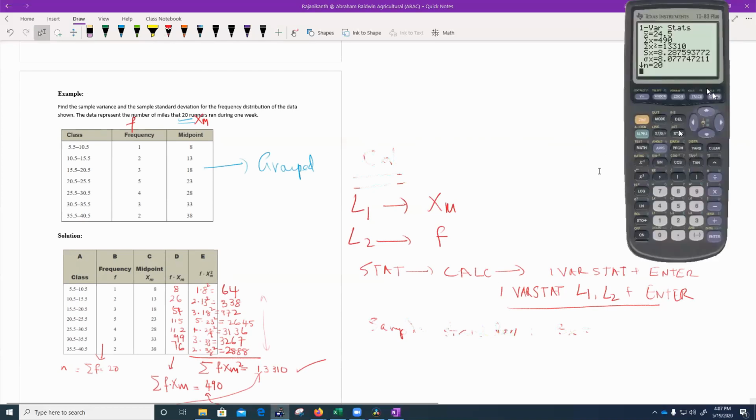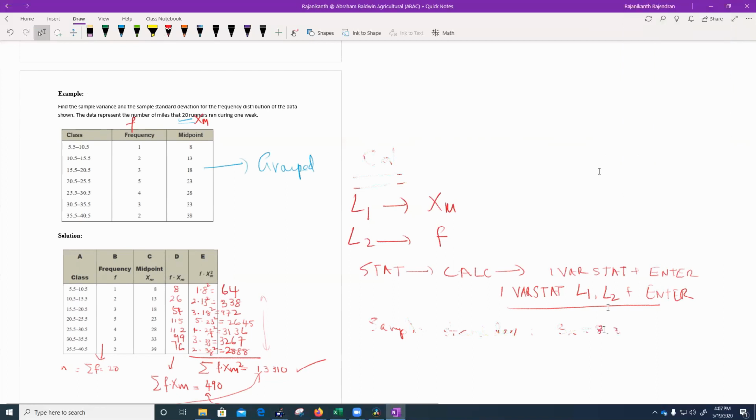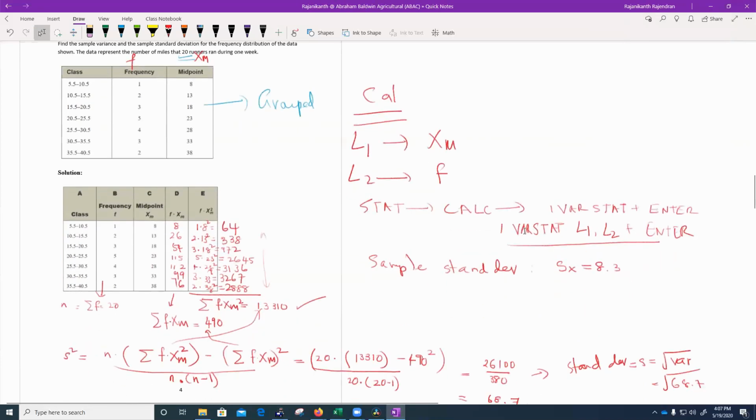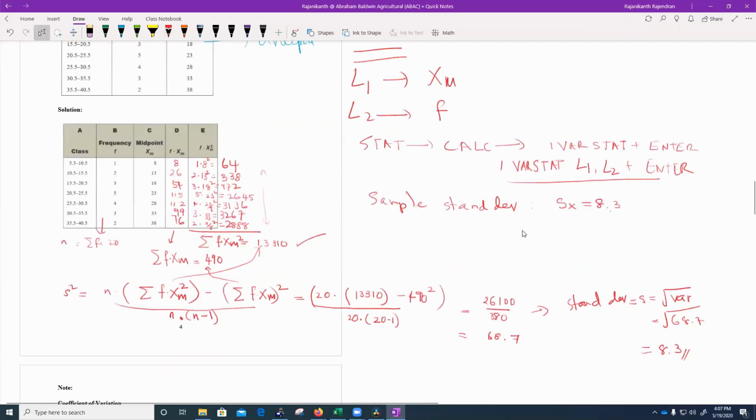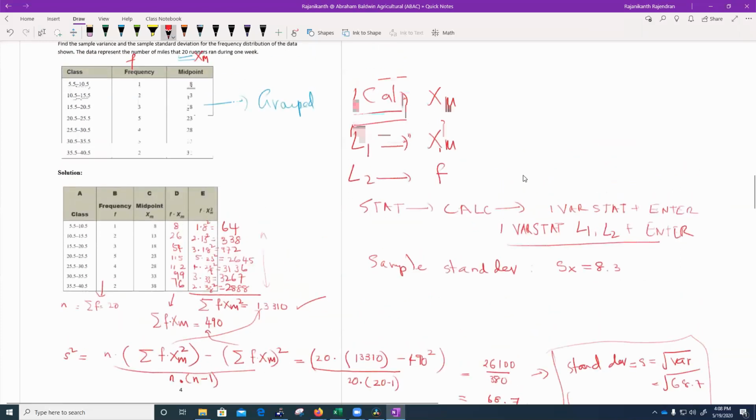So I got that as Sx, one decimal point, 8.3. So that is going to be my sample standard deviation. What is the answer we got when you do manually? The sample standard deviation. Look at here. This is the sample standard deviation we got, right? Yes, 8.3. You see, but using calculator will reduce your workload.